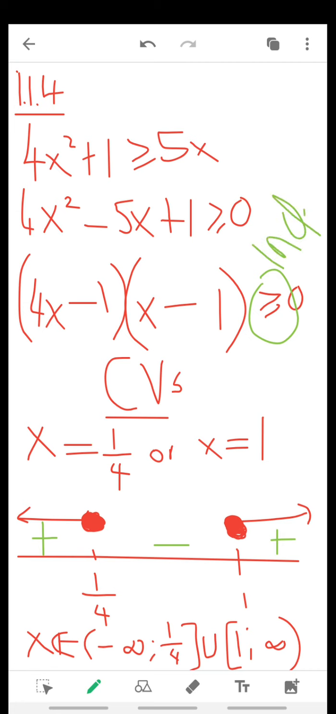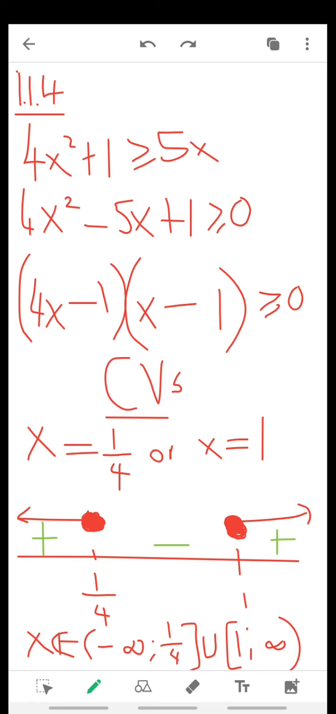Okay, and this is the shaded dot which stands for included. So it means 1 over 4 and 1 are both included. And now, according to this inequality, we are looking for where we are getting a positive. So where are we getting a positive? We are getting a positive to the left of 1 over 4, as well as a positive to the right of 1.